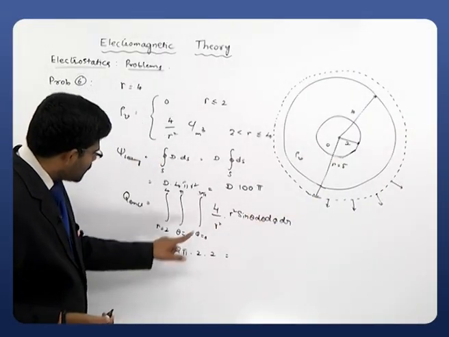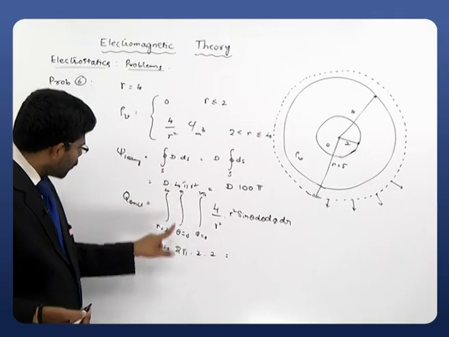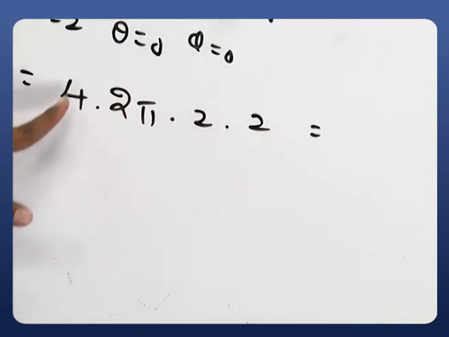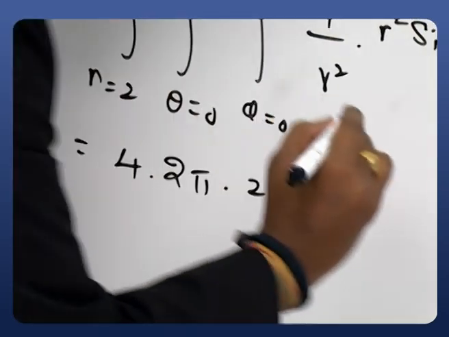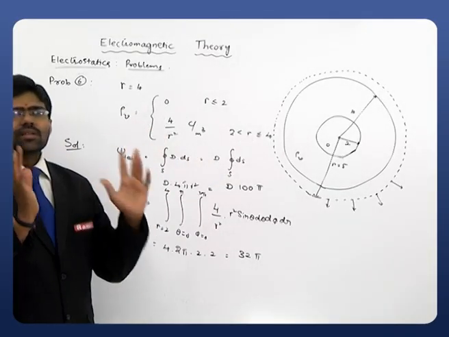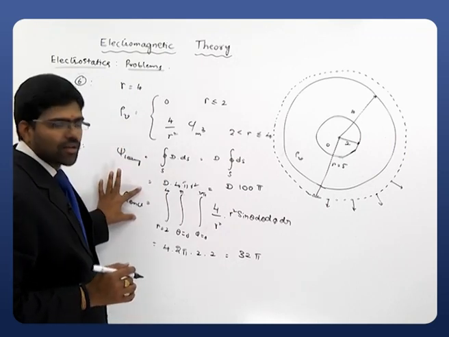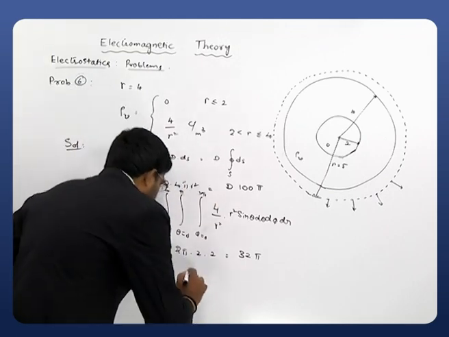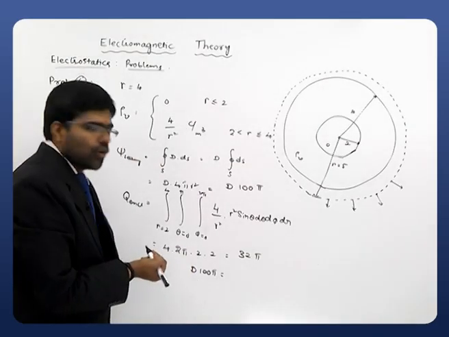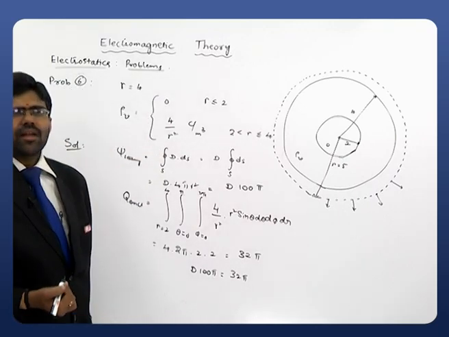Once again check: this is 4, for phi it is 2 pi, for r it is 4 minus 2, which is 2, and for sin theta d theta it is also 2. Therefore 16 into 2, 32 pi. So 32 pi is the total charge enclosed within that Gaussian sphere. So what we calculated, the flux leaving and total charge enclosed, make them equal. Therefore we can write D times 100 pi, the total flux leaving, equals 32 pi, the total charge enclosed.